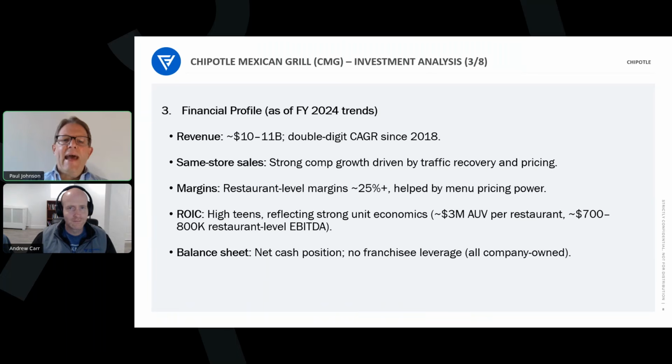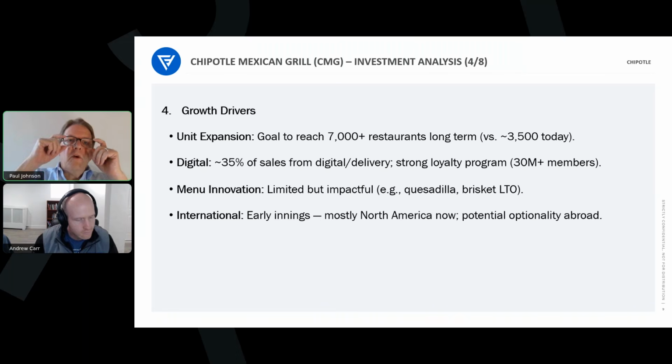Balance sheet, net cash. All right, good. No franchise. Oh, that's interesting. All right, no franchise. All right, pretty good. Remember, I'm now 15 minutes in and I'm starting to get a profile of the company. That's pretty cool. All right, growth drivers.